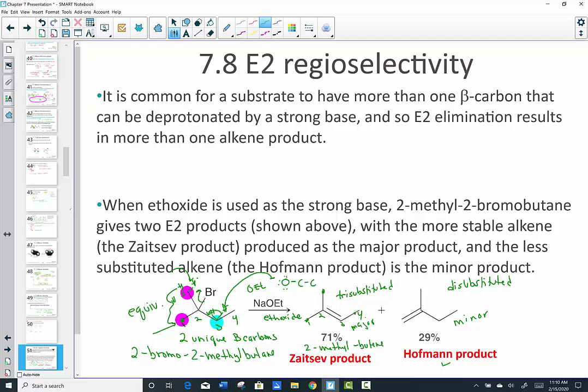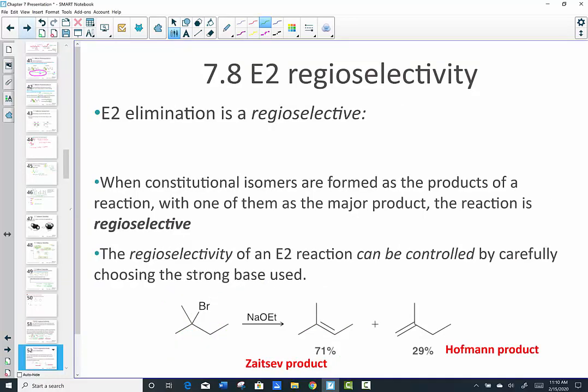And you can start to figure out, what if I wanted the Hofmann product to be the major? How could I design a synthesis to make sure I get the least substituted? And that's a very good question. Selecting the appropriate base can lead you there. So an elimination E2 is very regioselective. When constitutional isomers are forming, more than one possible product is a result.